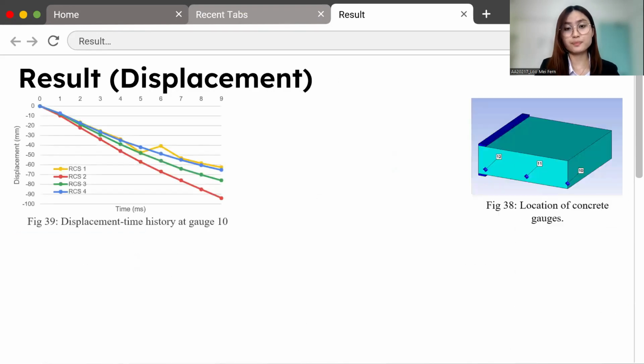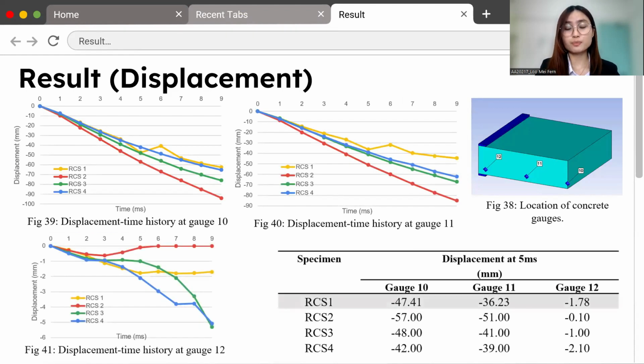Next is displacement. Using 5 milliseconds as the reference point, RCS2 showed the maximum displacement at 57 mm, while RCS4 recorded the minimum displacement at 42 mm. The displacement of each slab at gauge 11 is lower compared to gauge 10 due to the location of the blast. Gauge 11 is slightly farther from the blast. However, both the maximum and minimum displacement remain consistent. The maximum displacement is RCS2 and the minimum displacement is RCS4. Figure 41 shows almost no displacement. This is due to the fixed support.